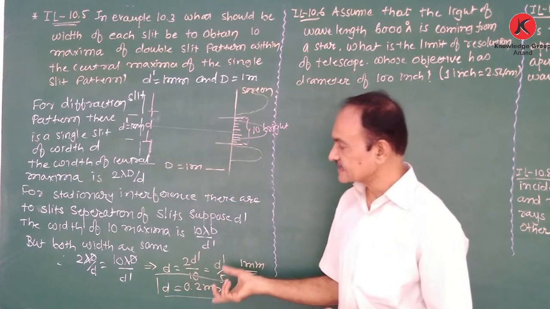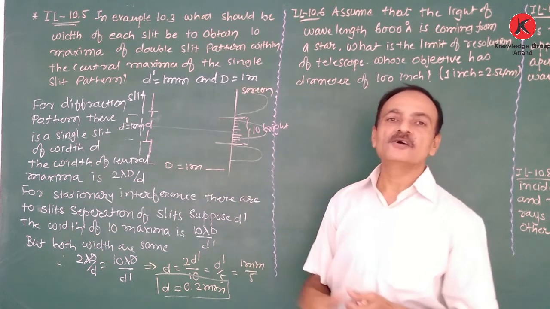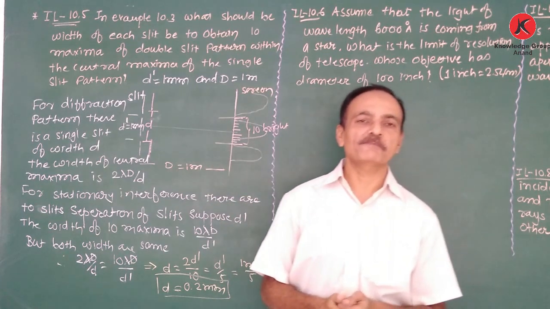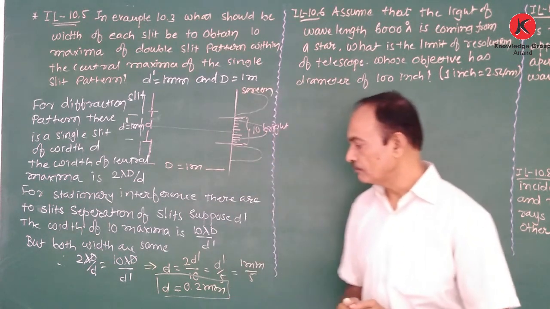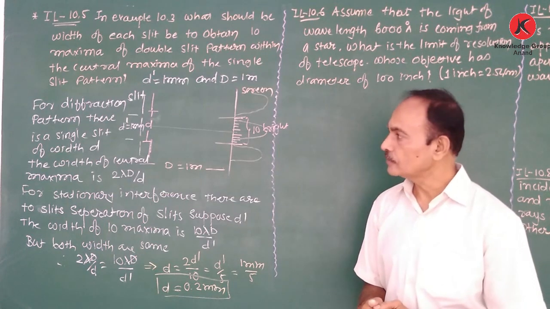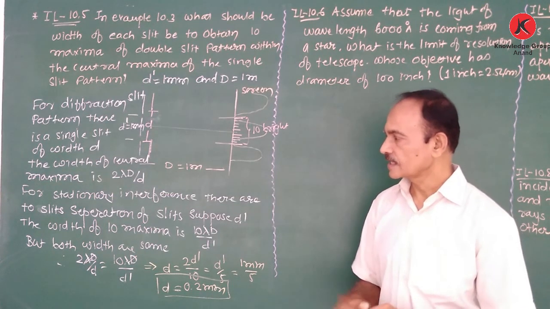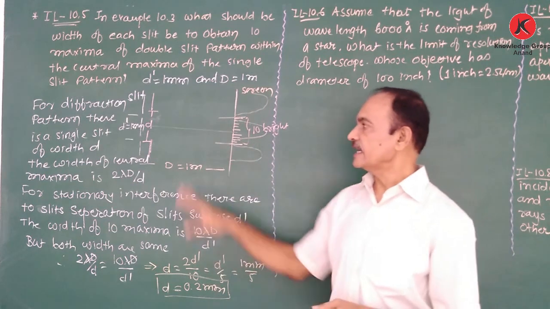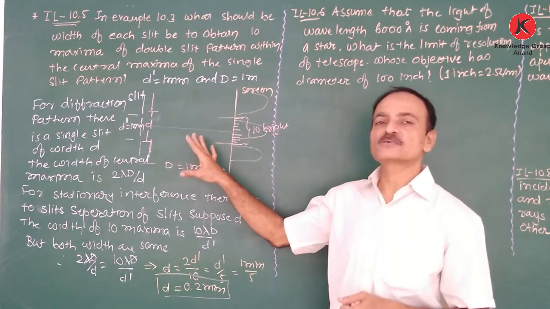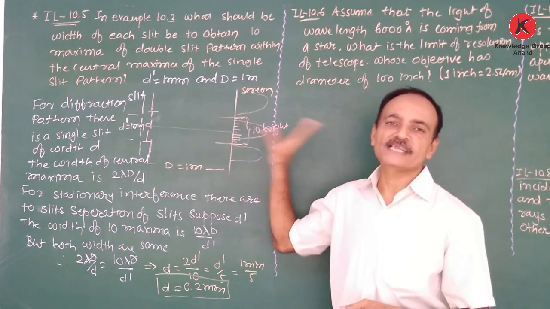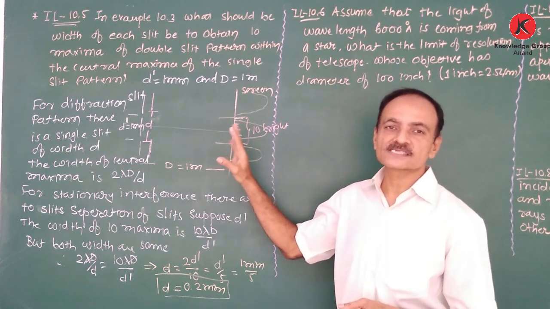We compare this, so we can find out the width of a slit in the diffraction pattern, that is 0.2 millimeter. 0.2 millimeter. Clear this? So here the figure is not necessary, the figure is only for our understanding of what this numerical suggests.